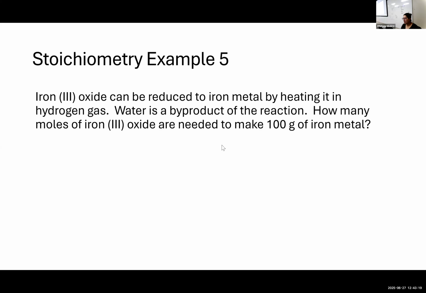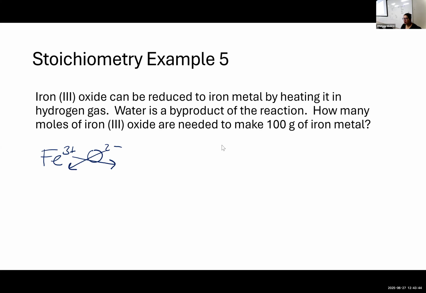What does iron oxide look like? Like, what is the formula for iron oxide? If you can't do it off the top of your head, that's fine. What does iron 3 mean? That's the charge. Yeah. What is the charge of oxygen? Negative.